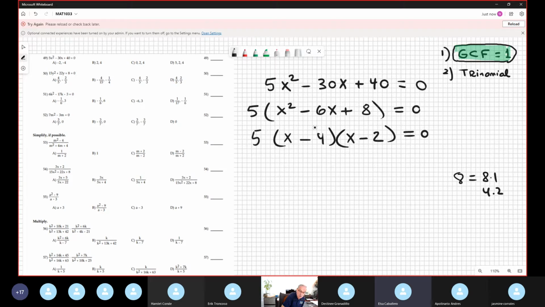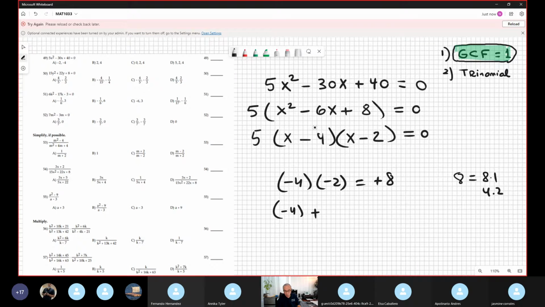Because we need two numbers that multiply to positive 8, but we need a negative 6. She said when you multiply negative 4 and negative 2, I know it's positive 8. Exactly like that. And when you add negative 4 plus negative 2, the numbers with the same sign add to get 6, but we have the same sign, so negative. Exactly, it satisfies this condition.